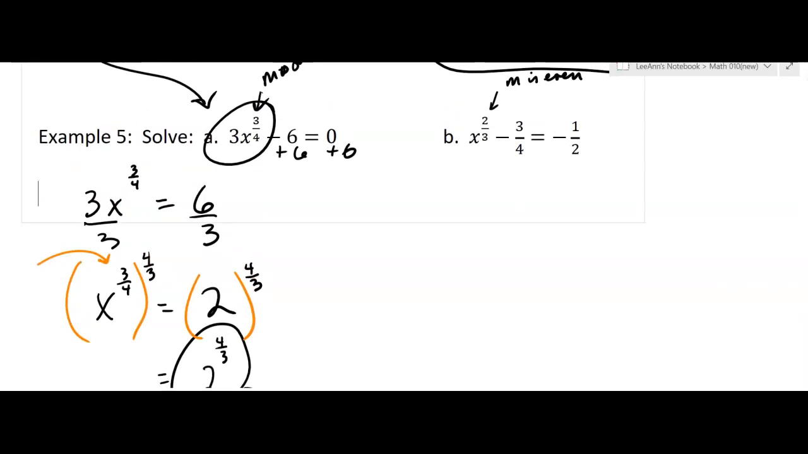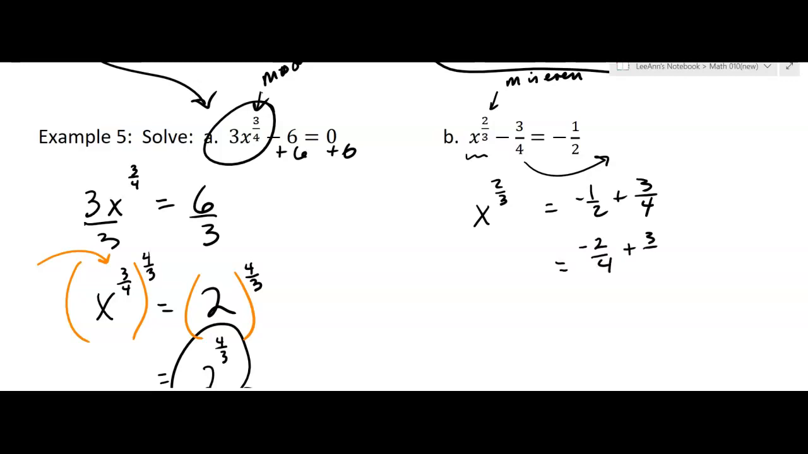So now we have this x to the 2/3 there. Okay, that's great. But we have these fractions, so I need to add that 3/4 over. So I'm going to have negative 1/2 plus 3/4, and that's going to be x to the 2/3. Now I'll have to get common denominators because of the fraction. So minus 2/4 plus 3/4 equals x to the 2/3. So x to the 2/3 equals 1/4. Okay, so now we've got the x to the rational exponent by itself.